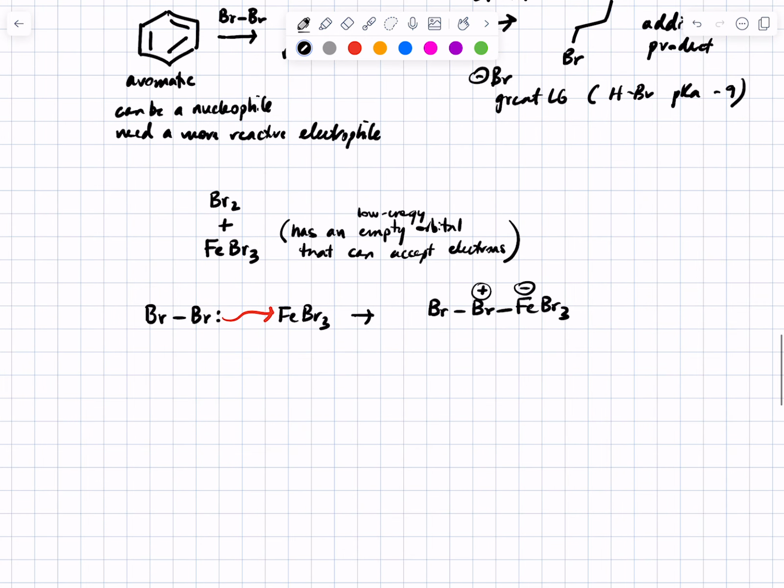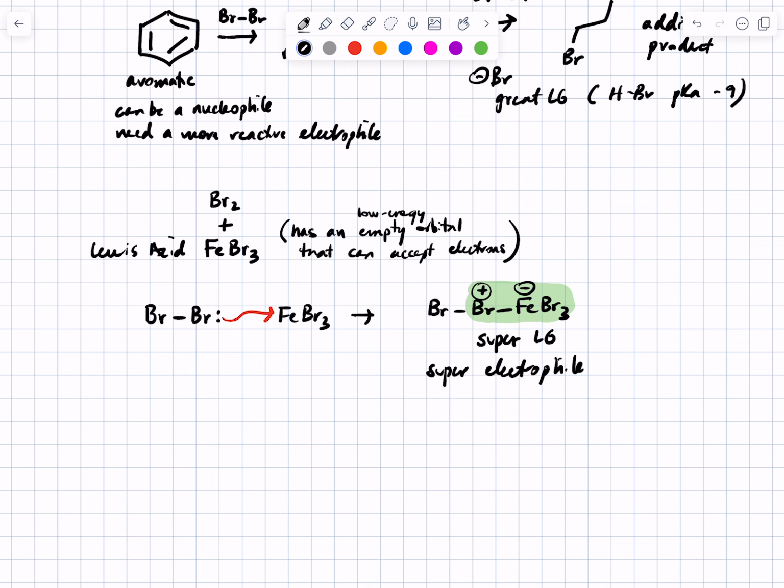When you add the iron to the bromine, what is over here is an even better leaving group. This is a super leaving group. And this molecule overall is a super electrophile, meaning it's more electrophilic than it would be without the Lewis acid of iron tribromide.